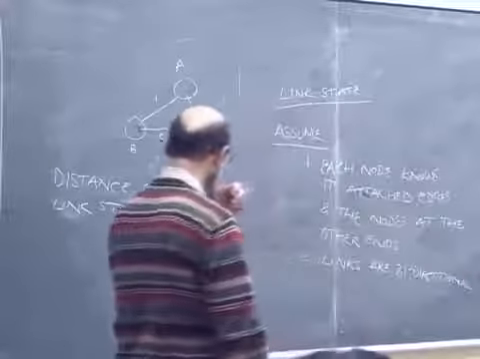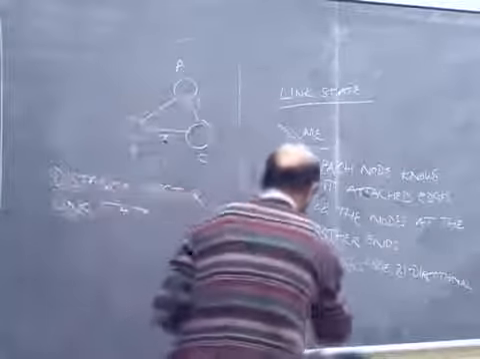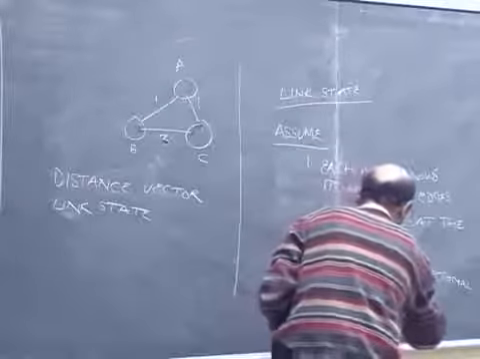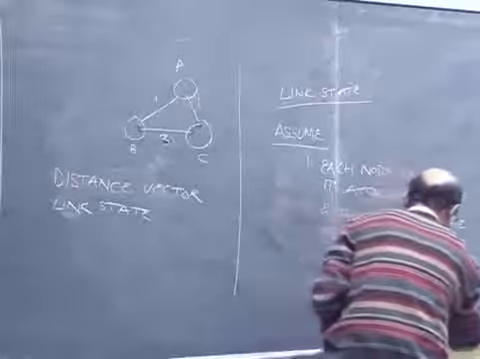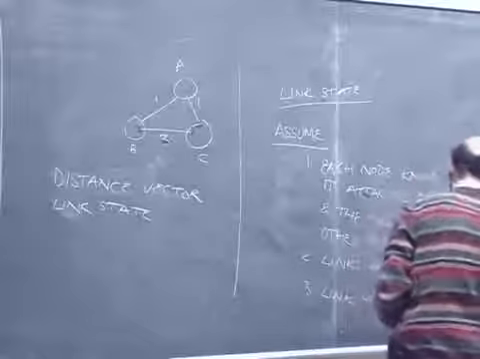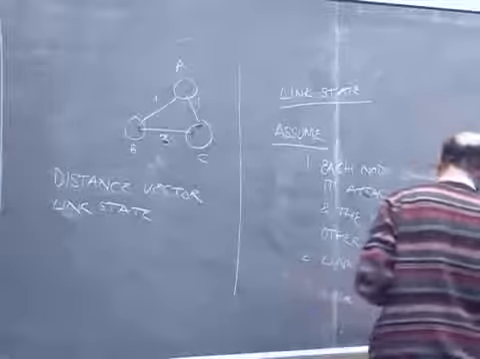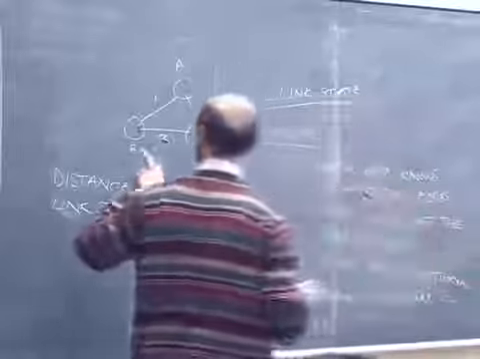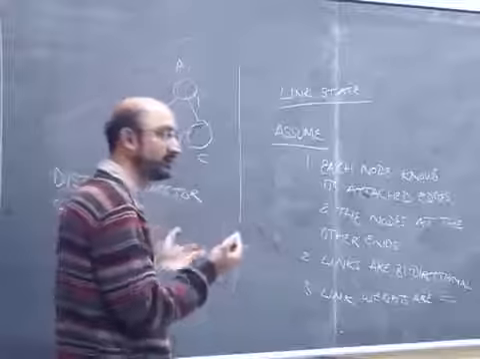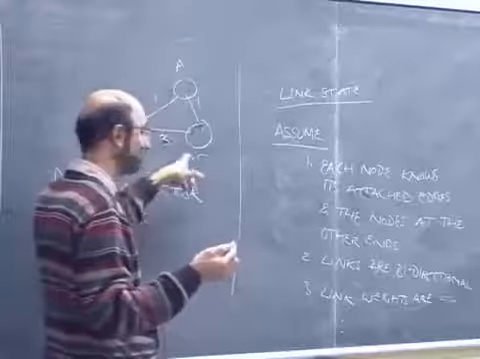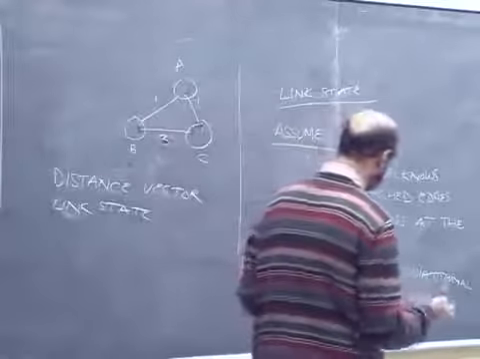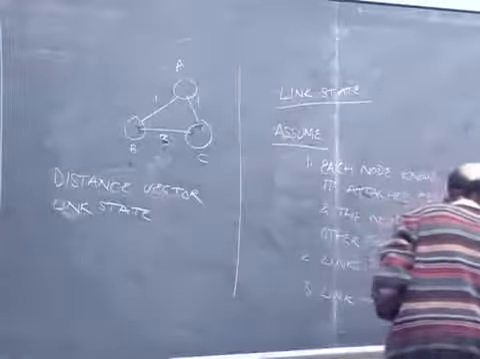Okay, and link weights are known to both ends. I basically want to say that if B says this has a weight of 3, so does C. Okay, they both agree on what the link weight is. It's not like B says my weight is 3 and C says no, the weight is 5. They've got to agree on the link weight. Okay, so link weights are shared and common.